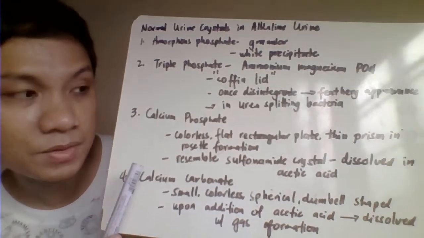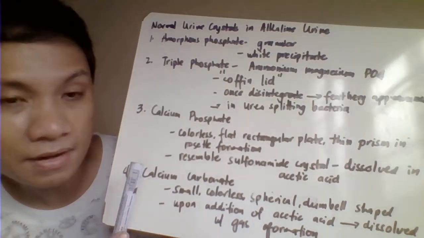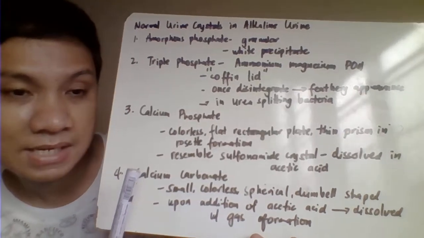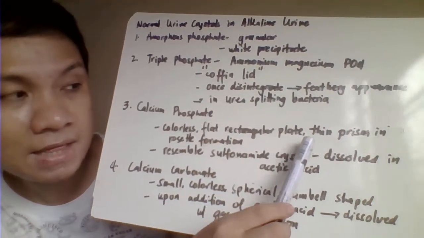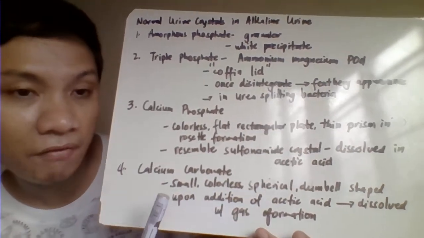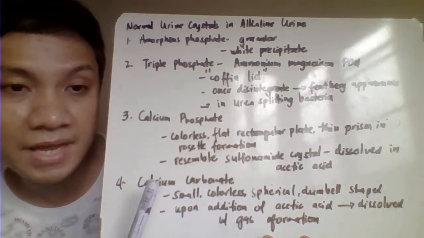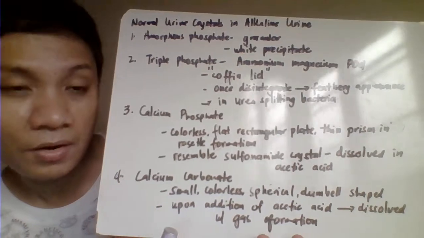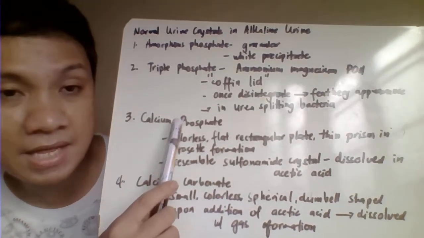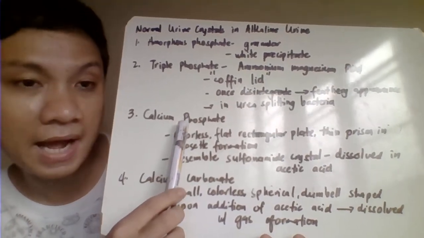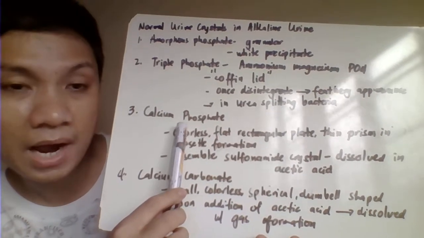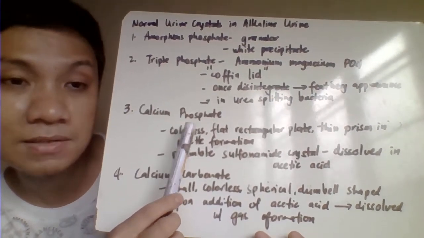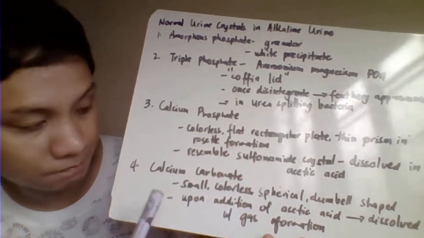Then we have your calcium phosphate. Calcium phosphate appears to be colorless, rectangular, flat na plates, and would resemble here thin prism in rosette formation. Calcium phosphate may also resemble here our sulfonamide crystals. Only that, ang pinagkaiba, calcium phosphate, upon addition of your acetic acid, will be dissolved, whereas your sulfonamide will not be dissolved by your acetic acid.